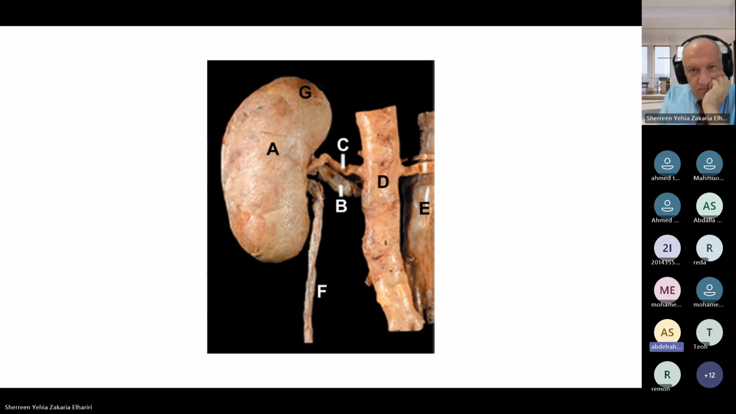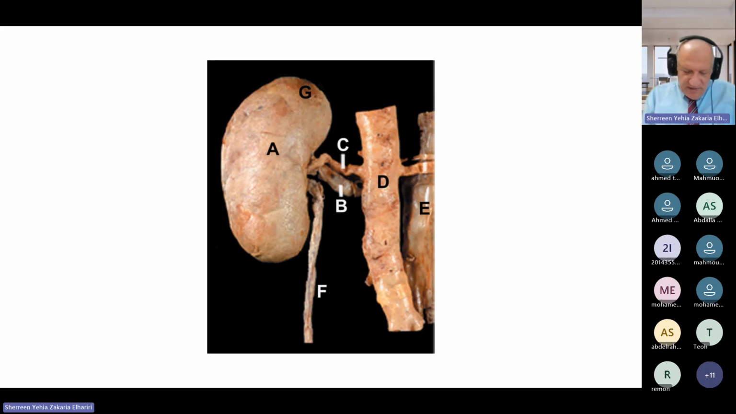A, right renal. You mean right kidney? It is on the back, right? Yes, from the back. So this is the left kidney. B, left renal vein. Okay. And C, left renal artery. Yes. And D, aorta, descending aorta. Okay. And E, IVC. Yes. And F, ureter. Okay. Ureter. So this is what happened in the exam.